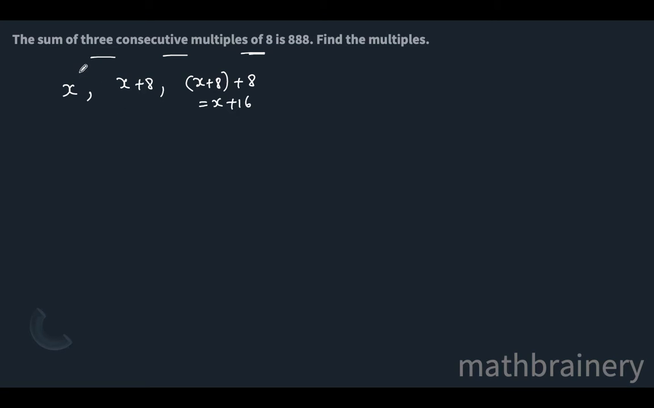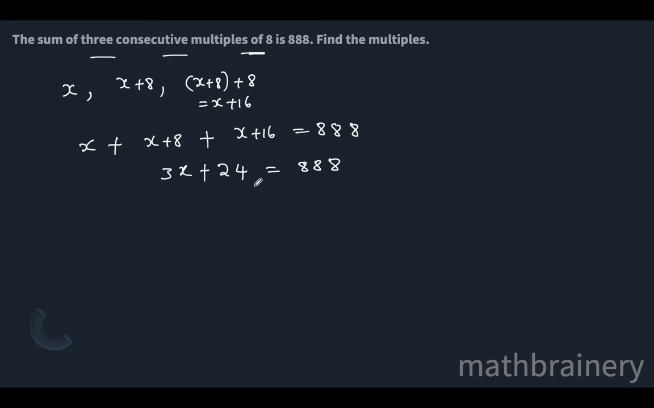So, I can assume three consecutive multiples of 8 as x, x plus 8 and x plus 16. Now, the condition given in the question is sum of these three consecutive multiples is 888. So, let us take sum of these three, that is x plus x plus 8 plus x plus 16 is equal to 888. Let us simplify this. x plus x plus x is 3x, 8 plus 16 is 24, is equal to 888.